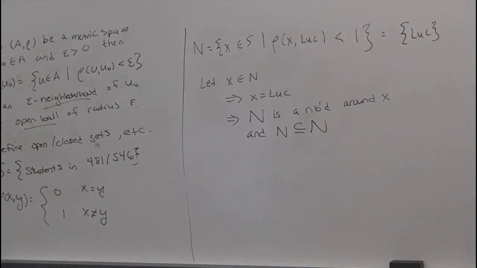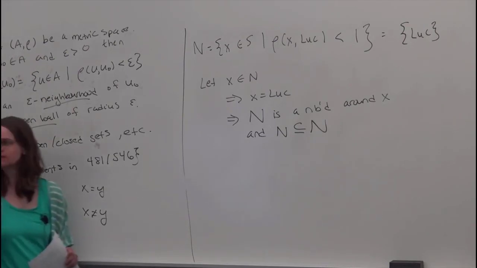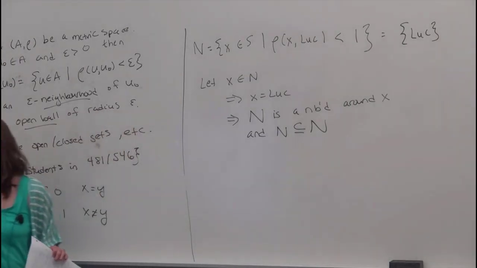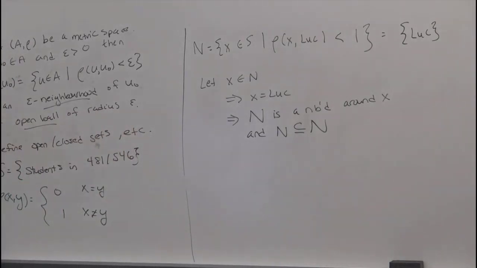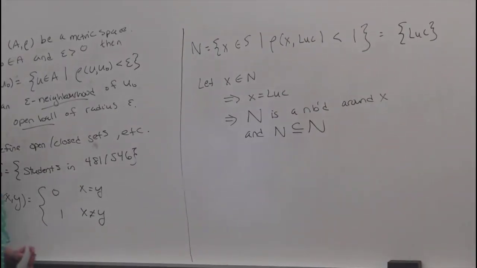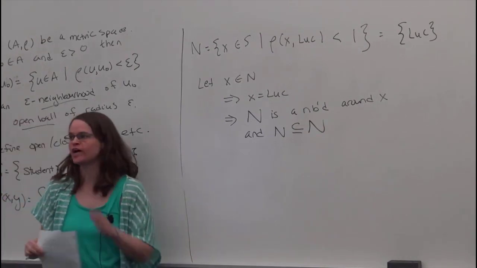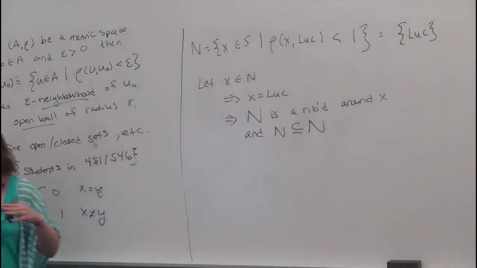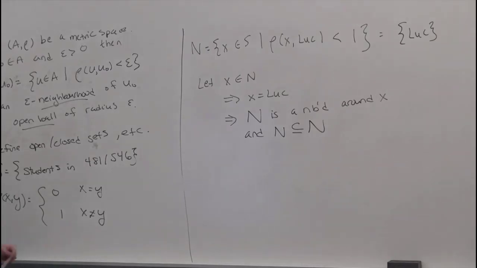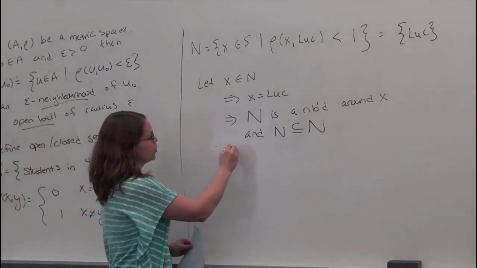It's a singleton. Again, this makes you uncomfortable because your intuition was formed in Rn with the Euclidean metric. I could put a discrete metric on Rn and make weird things happen there too. So it's not even due to the fact that this is a finite set. It has a lot to do with the metric I've chosen here. Okay, so actually this is an open set.